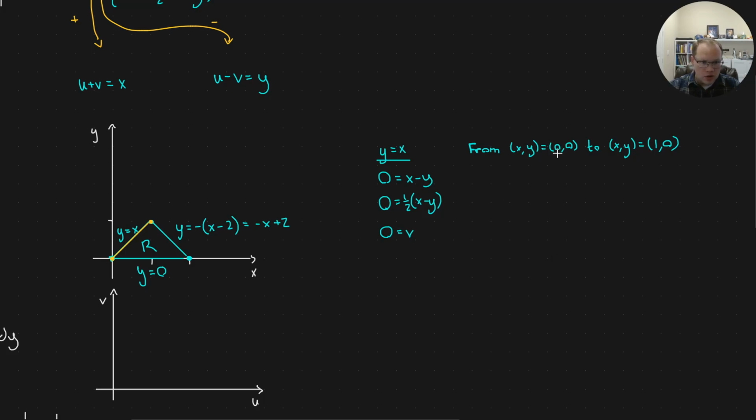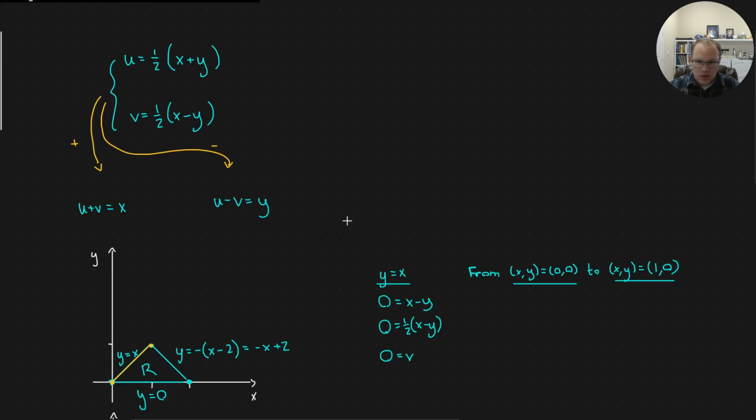Okay, so let's translate both of these points to what they would be in UV space. So if x and y are both 0, then I could see my u is 0, my v is 0. Okay, so uv also equals (0, 0). And if I plug (1, 0) in here, so if I plug in 1 for x, 0 for y, I get u equals 1/2. So in uv space, the u will be 1/2. And if I plug x equals 1, y equals 0 in here for the v, I get 1 minus 0 times 1/2, so I get 1/2 again.